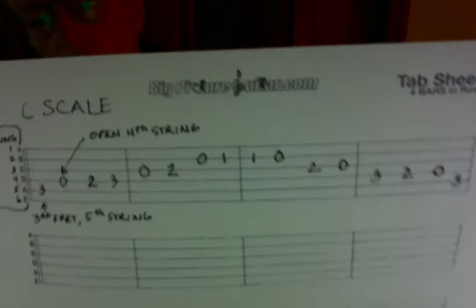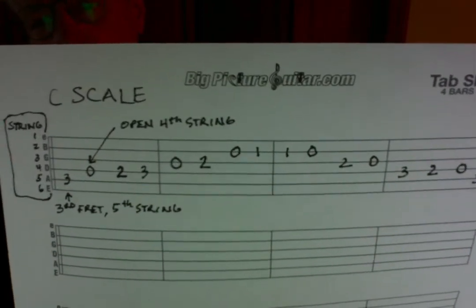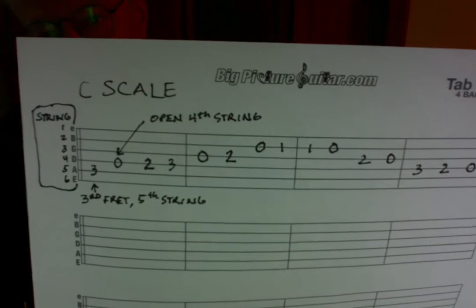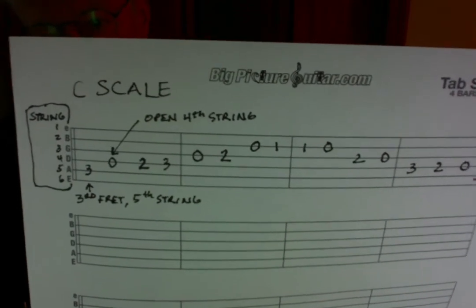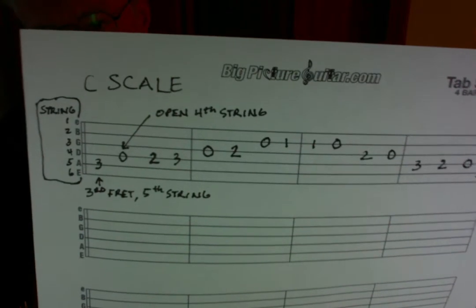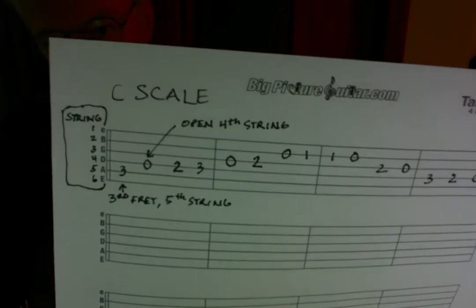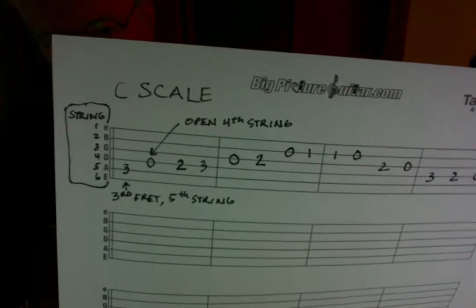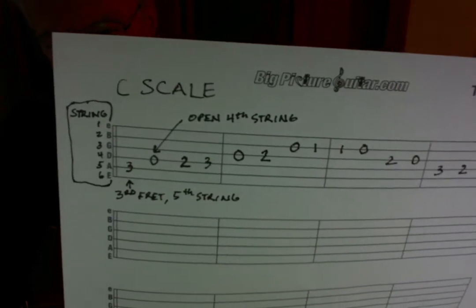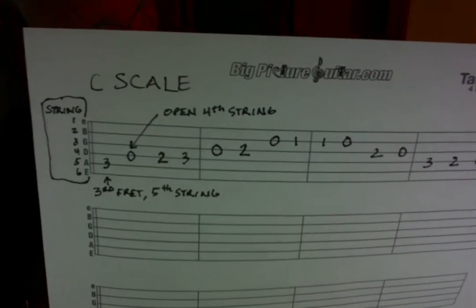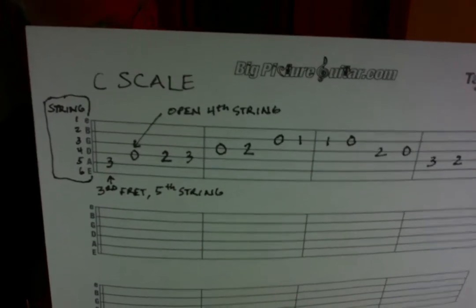I'm also sending out a tablature version of the C scale that looks like this. For those of you who aren't familiar with tablature, the tablature represents the 6 strings of the guitar with the high E at the top and the low E at the bottom. I've numbered them on the side, and the notes are denoted by the number of the fret that needs to be pressed.